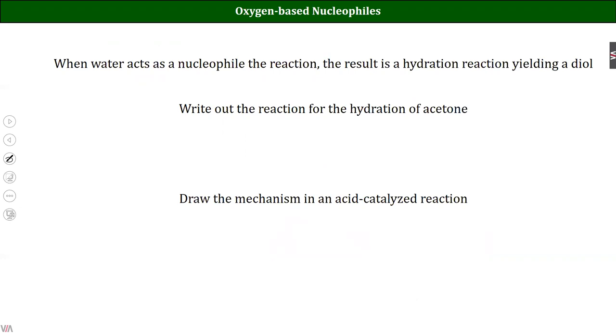So let's try a practice. Water is your nucleophile, especially on an aldehyde. The result is a hydration reaction, but it's a nucleophilic hydration, and it gives you a diol. So you go from a carbonyl to a diol. So what would that reaction look like? By drawing it out.